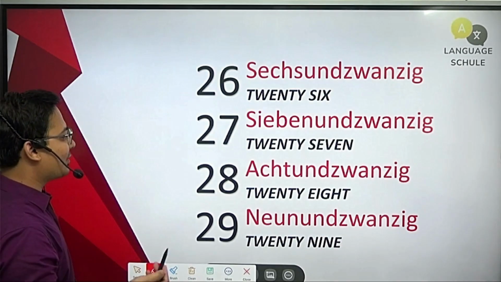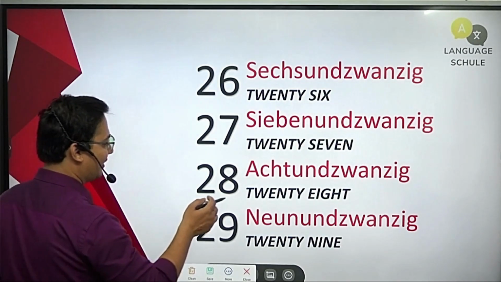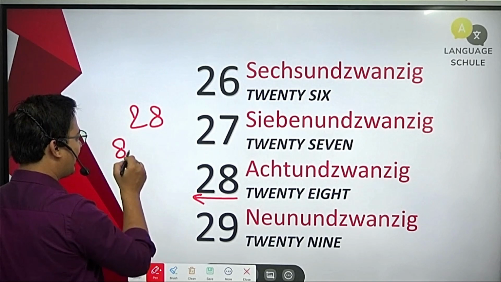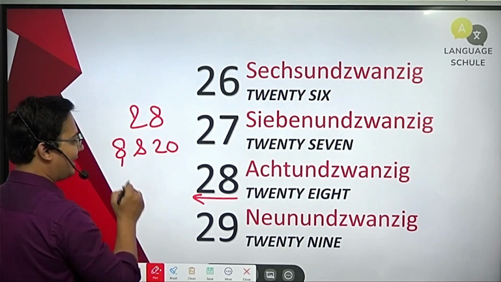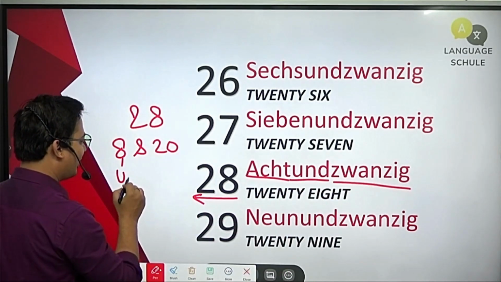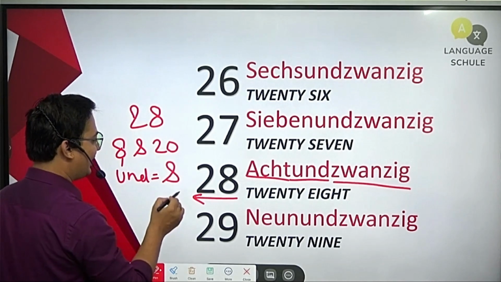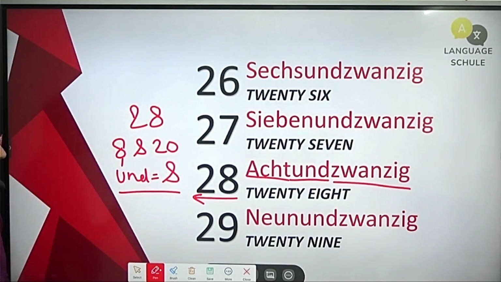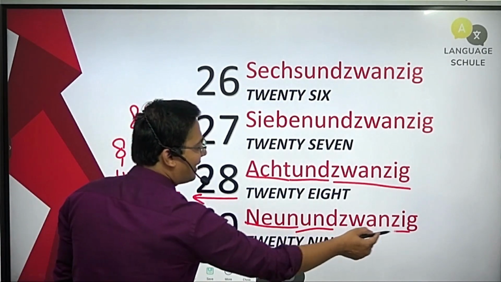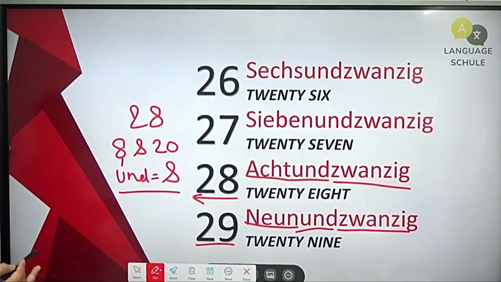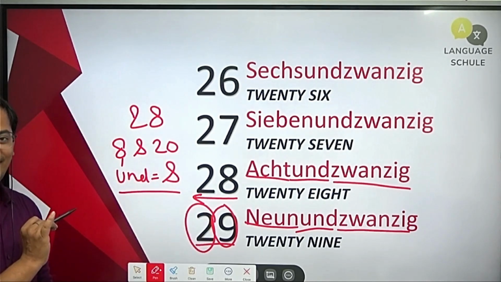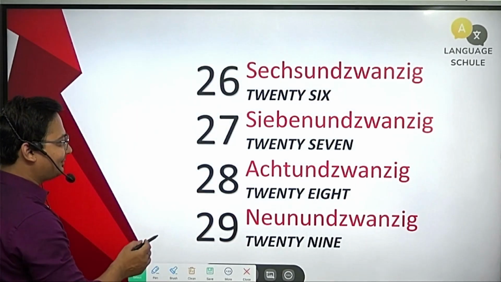Now, similar to that, move to the next ones. 26, 27, 28. Let's suppose 28. We have to do 8 and 20. So 8 und zwanzig. Und is and in English. 29 is 9 und zwanzig. Okay. Now move to the next one.